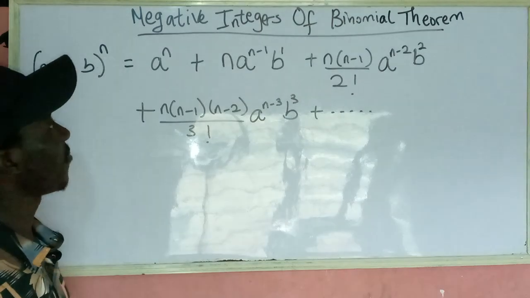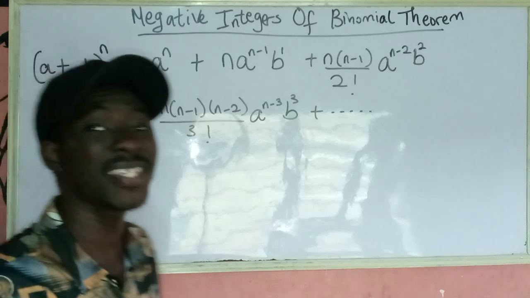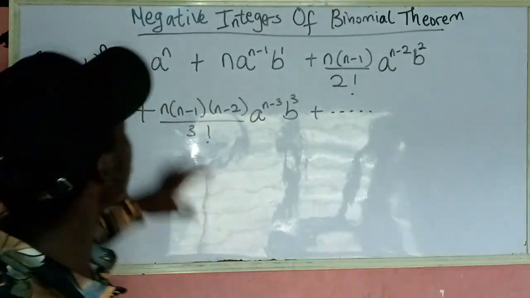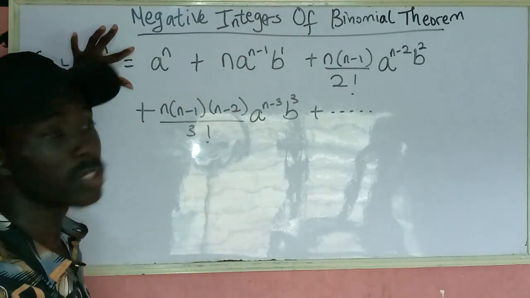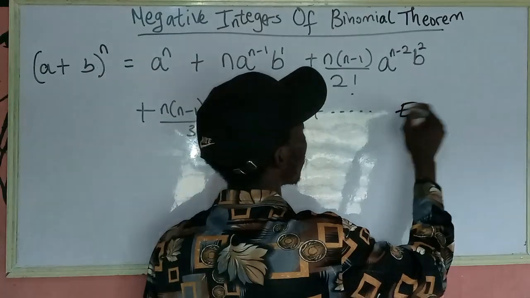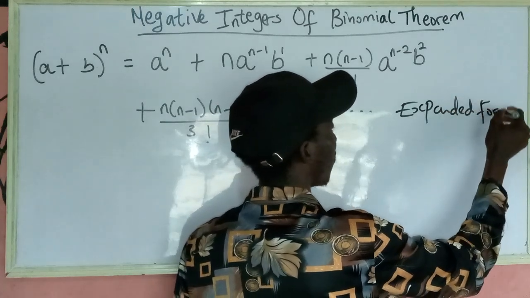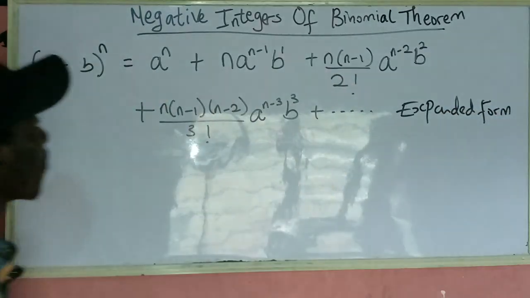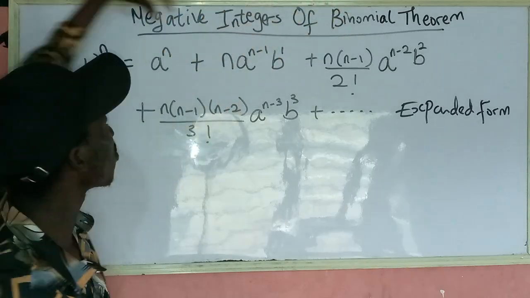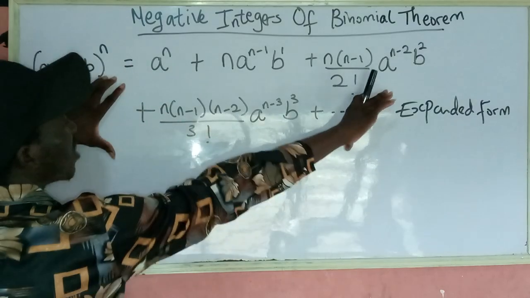On to the negative integers. Whenever you are using negative integers, you don't use the closed form, you use the expanded form of the binomial theorem. This is what we call the expanded form of the binomial theorem, the binomial theorem for the negative integers. Whenever you have negative integers, you use the expanded form.